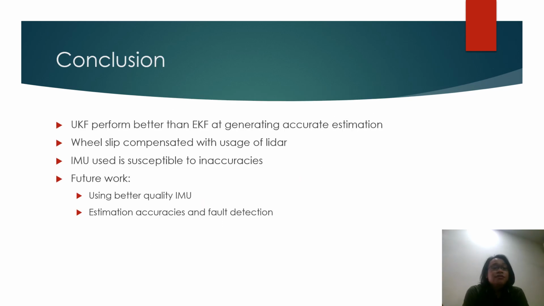Finally, for conclusion, as observed from the tests, UKF performs better than EKF at generating accurate estimation. It is shown that UKF generates lesser residual values compared to EKF throughout the test. And deviations like the wheel slip are mostly compensated using LiDAR as a measurement parameter in the sensor fusion. The IMU used in this test, however, is susceptible to inaccuracies and noise. For my future work, perhaps using a better quality IMU would solve that issue.